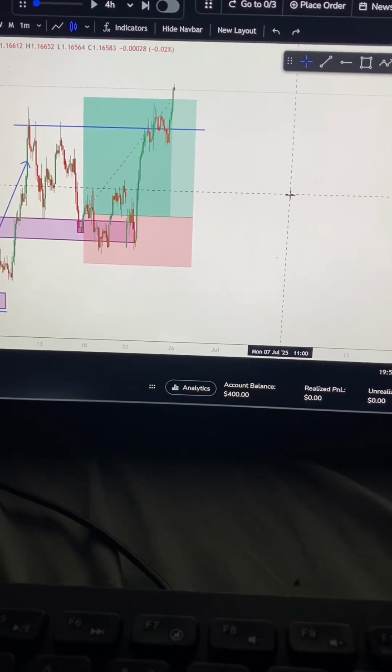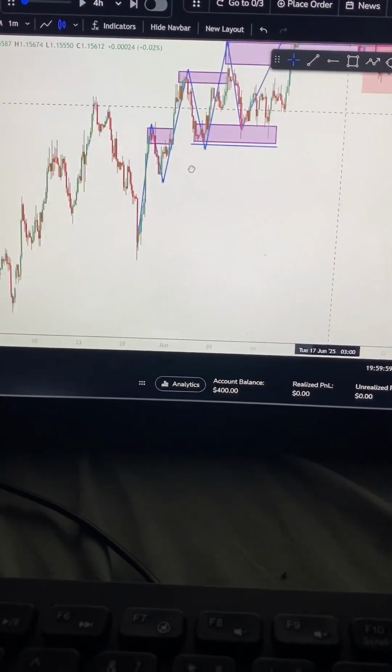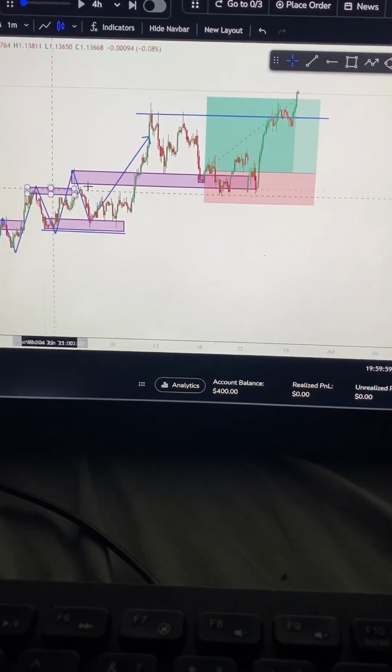Yes, sir. And our take profit has been hit just like that, following the strategy of uptrend, downtrend, and support levels. So yeah, this was our support level right there.